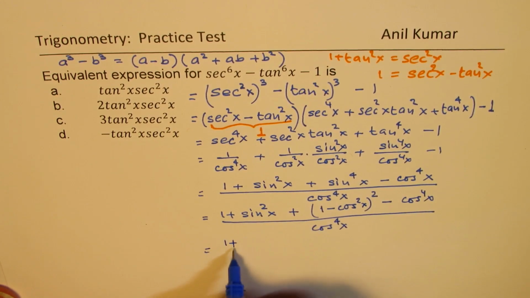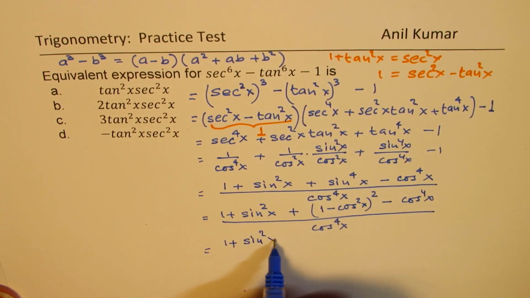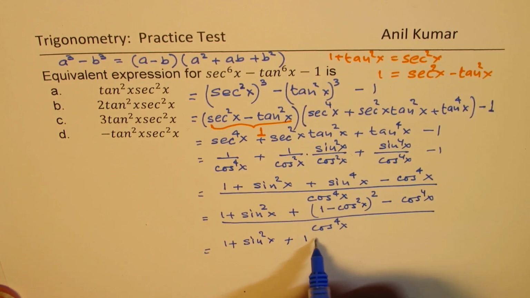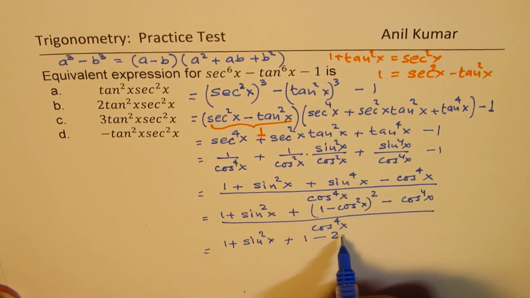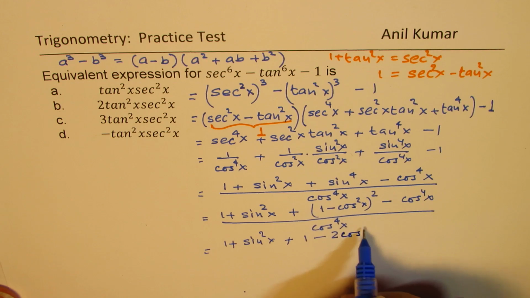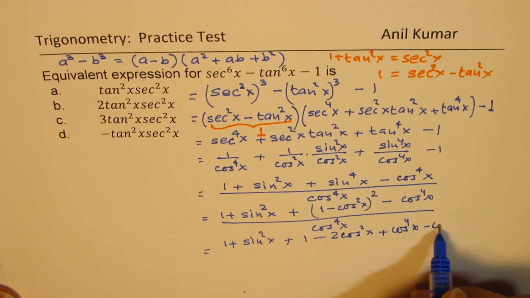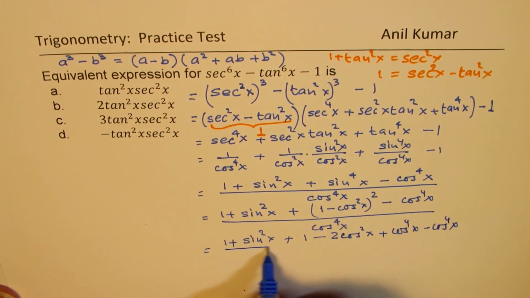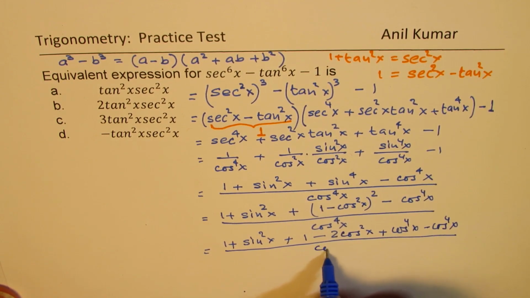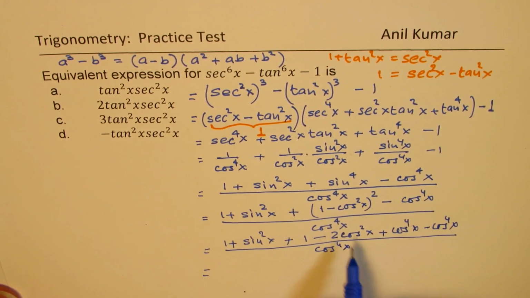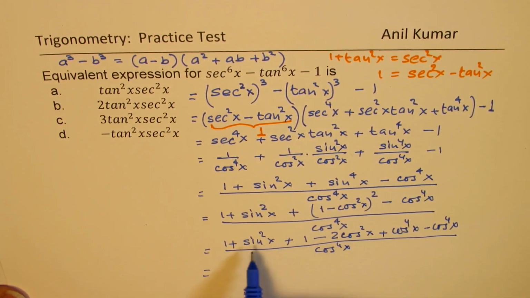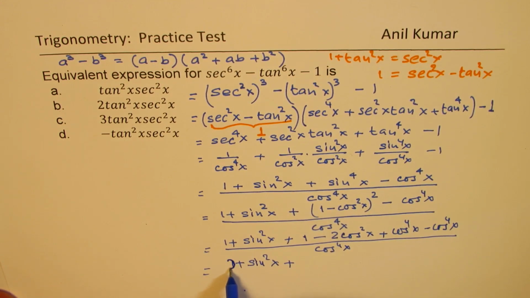Now expanding, we get 1 plus sine square x plus, we get here 1 minus 2ab, meaning 2 cos square x, plus the square of this, which is cos to the power of 4x, minus cos to the power of 4x. So the last two terms can now cancel, so we get a slightly simpler expression. So we get here 1 plus sine square x plus, okay, so 1 plus 1, this we can add to get 2 plus, right?